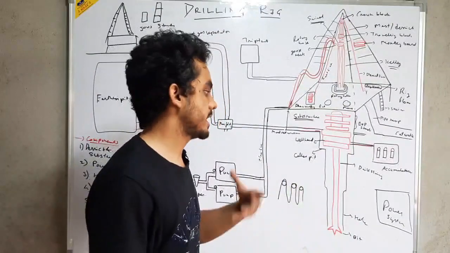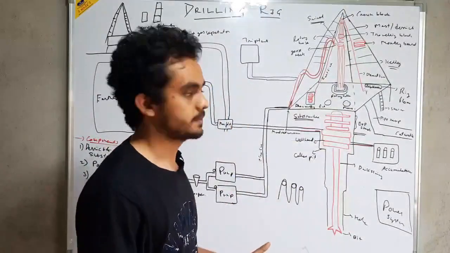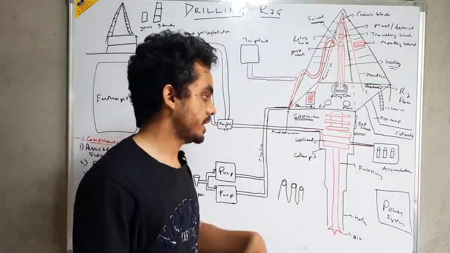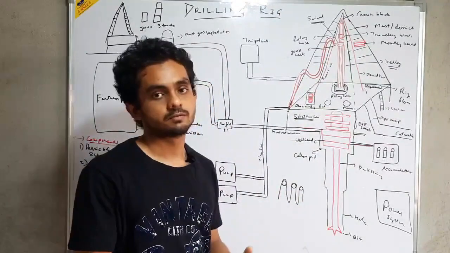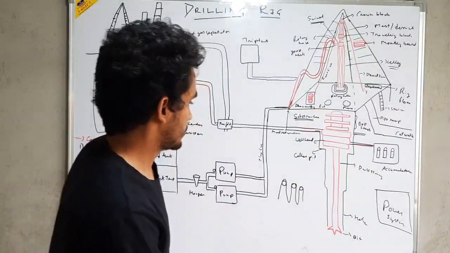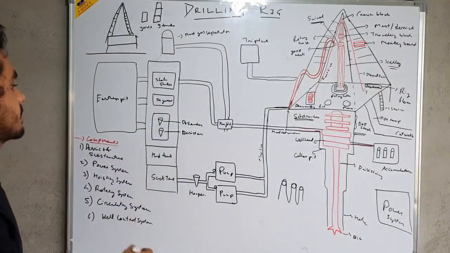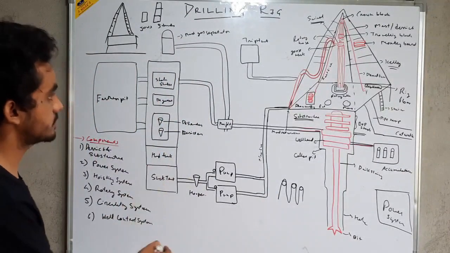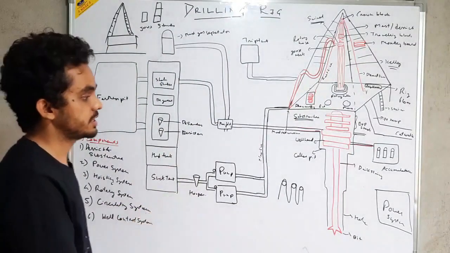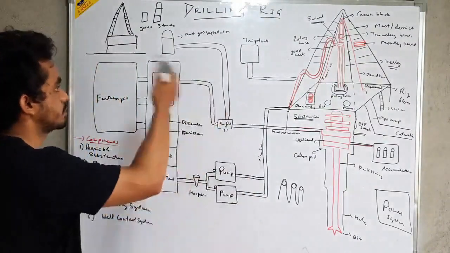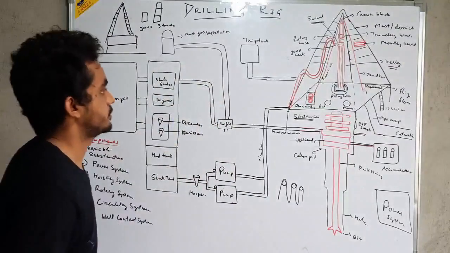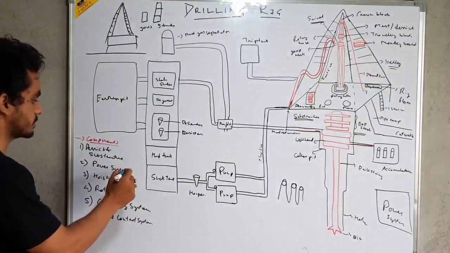Some power systems will directly transfer the power to the drilling rig, and the way in which the power is produced is also different from rig to rig. So there are different ways of generating and transferring the power. The system which transfers the power by generating the power is known as the power system, in order to run this entire drilling rig. So that was your power system.